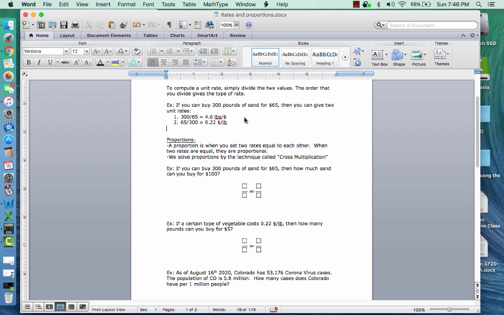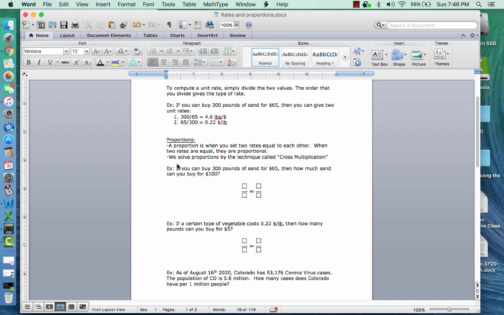So a proportion, we're going to be solving various proportions, and a proportion is when you set two rates equal to each other. So when two rates are equal, they are quote-unquote proportional. We solve proportions by the technique called cross multiplication, which I'll show when I do these examples here. I showed that in the last example in my 6.2 part 1 video, where I had 3 numbers up here and an x, and I was solving for one of those values. I'm going to do that method here too.